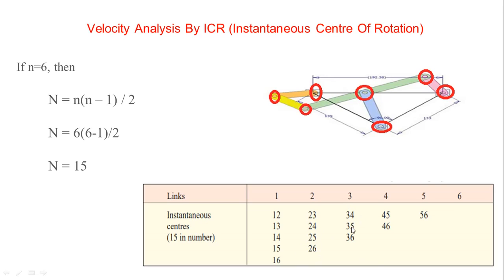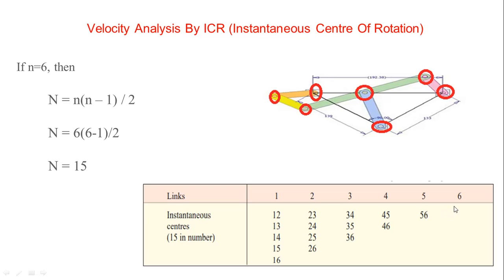What about 3? We have already covered link numbers 2-3 and 1-3, which are related to link number 3, so we are not going to count them once again. Only 3-4, 3-5 and 3-6 have to be counted. Similarly, for link number 4, it will be 4-5 and 4-6. And for link number 5, it will be 5-6 only.